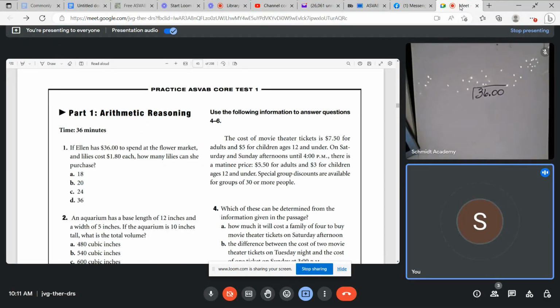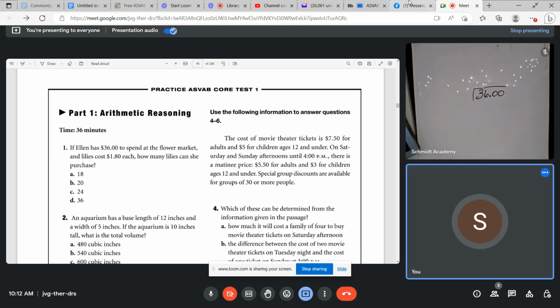Hello there. We are going to dig right in and start practicing on one of the ASVAB core tests. This is a practice test that I found online. I can give you a link if you need it. And it covers a little bit of everything. Part one is arithmetic reasoning.